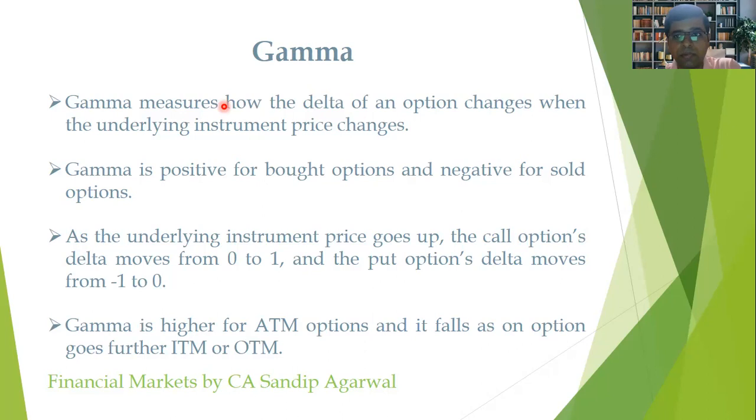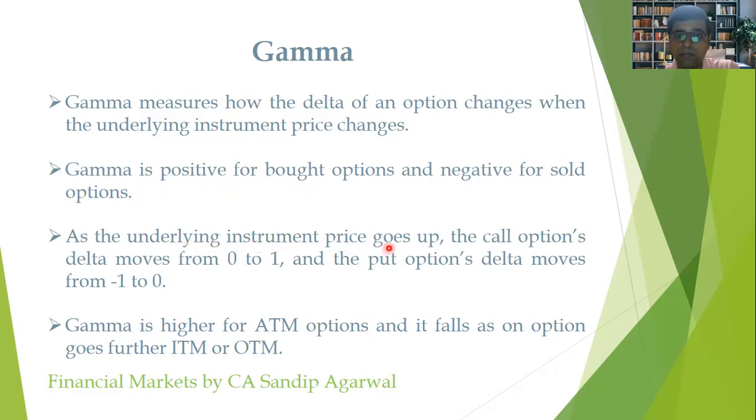So it may sound a bit theoretical to you till now, but when we go to an example where we will see and understand these option Greeks with the help of an example, it will give you much clarity. So these are just the theoretical concepts in order to create the base for the option Greeks. Now, gamma is always positive for the options bought, whereas it is negative for the sold options.